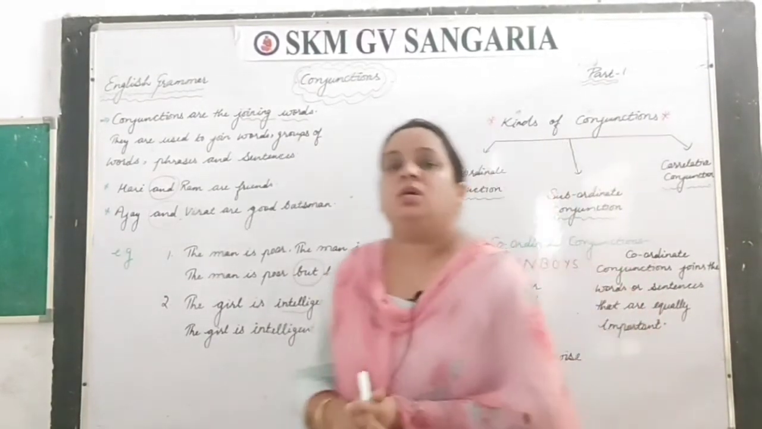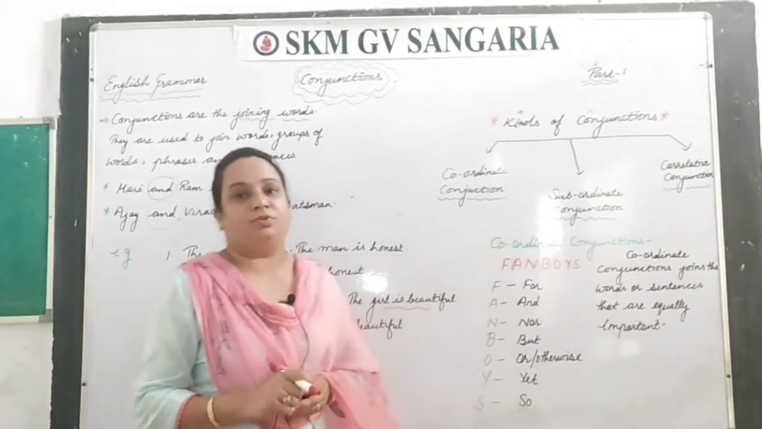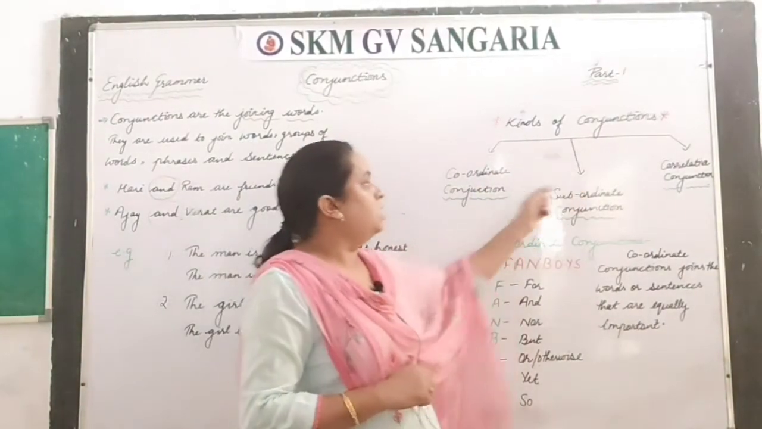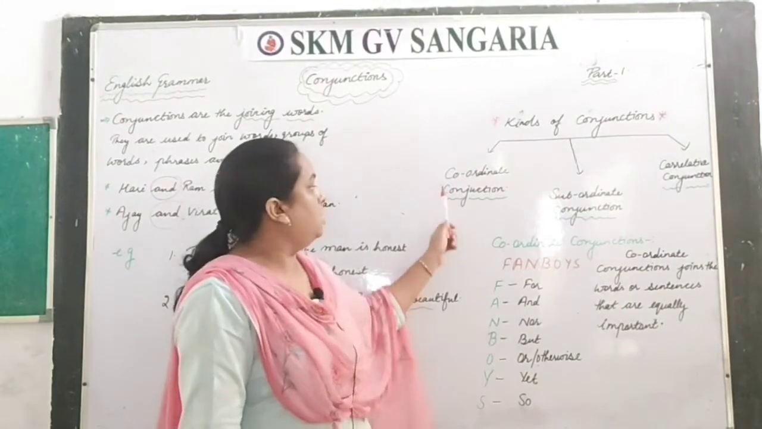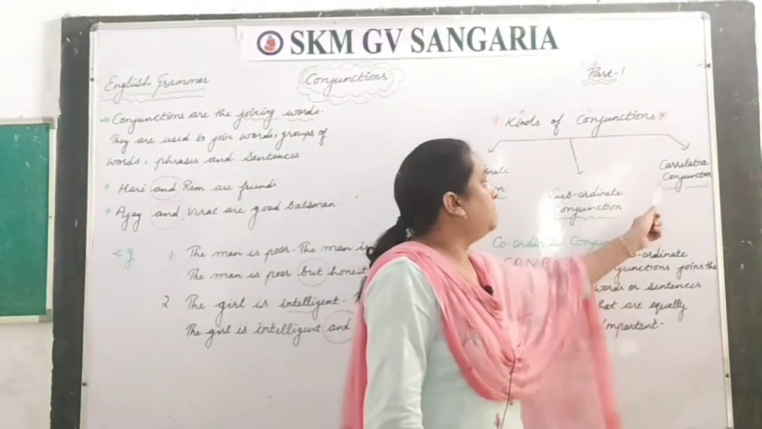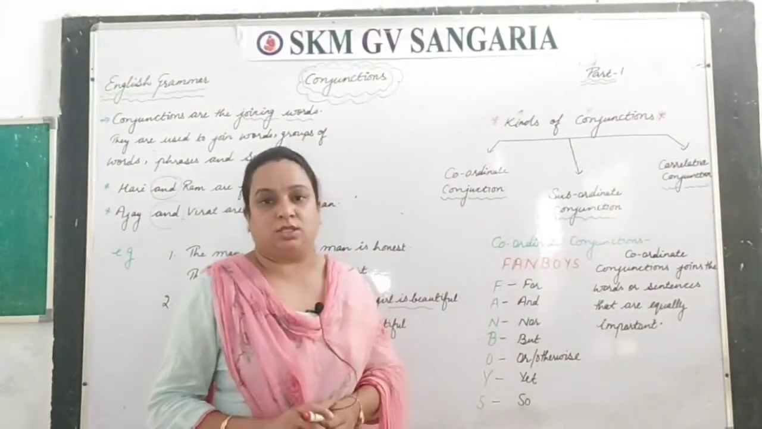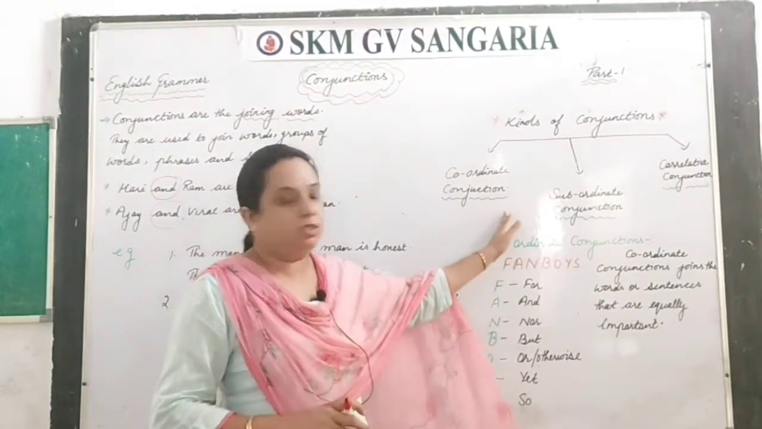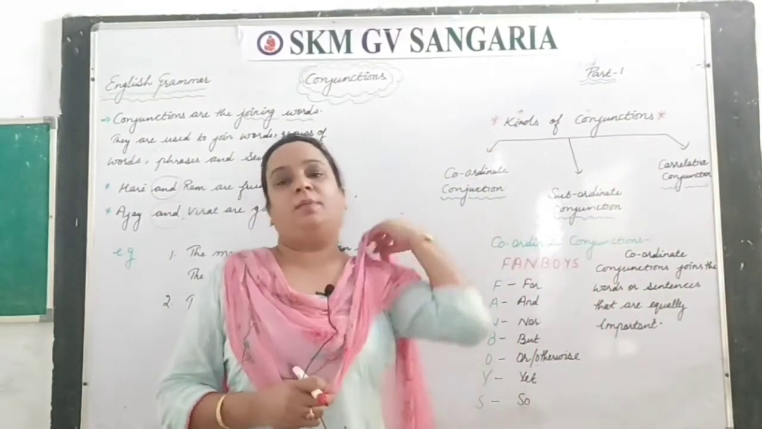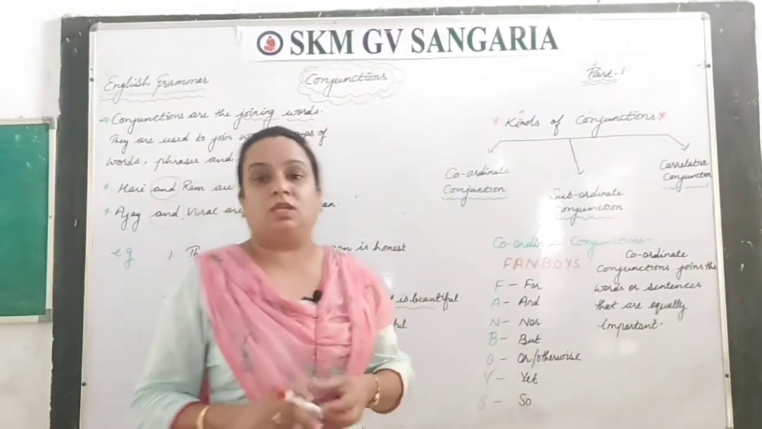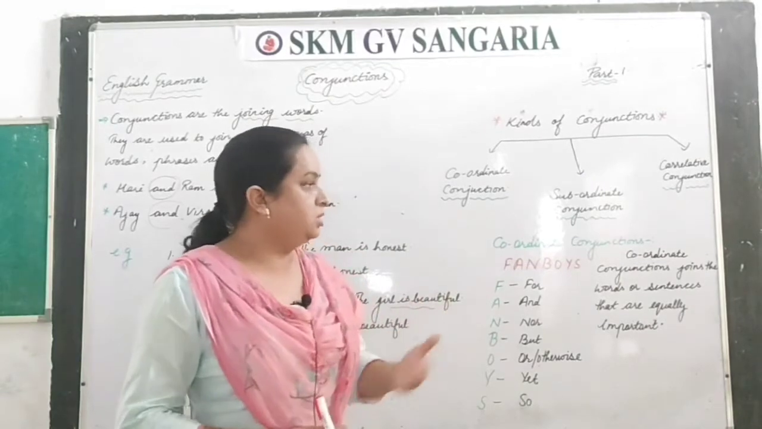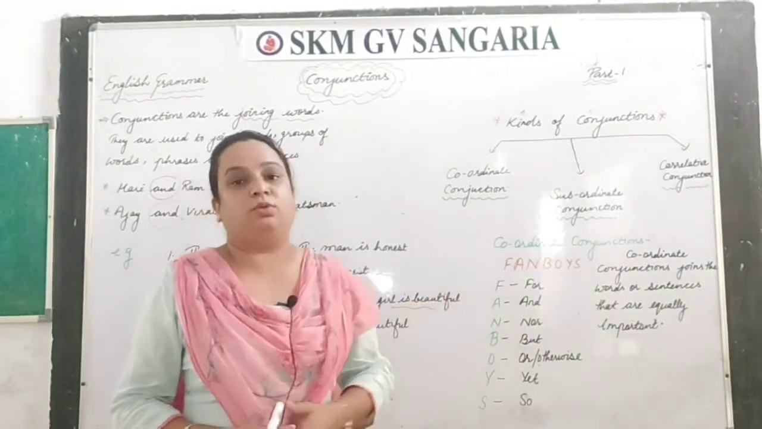Let's know how many kinds of conjunctions there are. Today we will read the kinds of conjunctions, and they are divided into three different parts. Number one is coordinate conjunction, number two is subordinate conjunction, and number three is correlative conjunction, right? Coordinate conjunction, subordinate conjunctions, correlative conjunctions. These conjunctions will help you to understand the types of sentences also. Then we have to do clauses and phrases in our next chapter. So these conjunctions will help you there too.